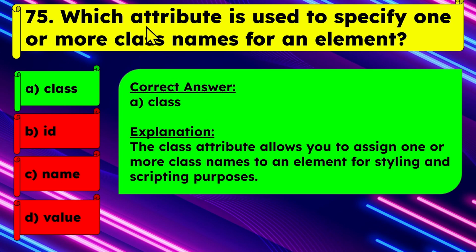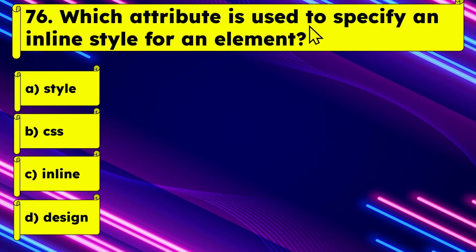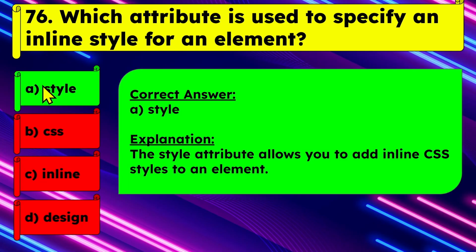Next question is, which attribute is used to specify an inline style for an element? Option A, style, option B, CSS, option C, inline, or option D, design. So here the correct answer is option A. As you can see, the style attribute allows you to add inline CSS styles to an element.